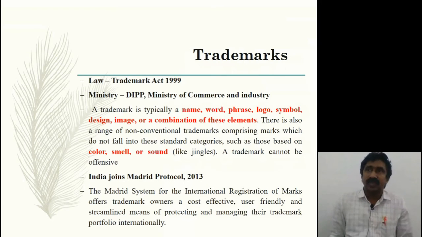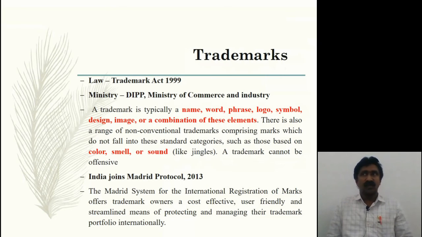And there is also a range of non-conventional trademarks comprising marks which do not fall in the standard categories, such as those based on color, smell, or sound. So a trademark cannot be offensive. Offensive trademarks are not allowed, but there are different types of trademarks available.